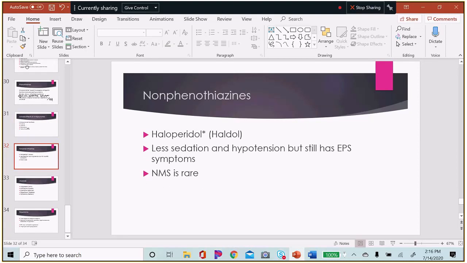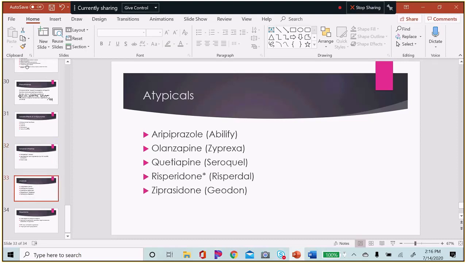Non-phenothiazines. So the idea was let's try to treat negative and positive symptoms of schizophrenia, and definitely treat psychotic symptoms without making them as sedated and less of those Parkinson's-like symptoms. So this medication, haloperidol, does that. There still is a risk of neuroleptic malignant syndrome, but it is not as common. It's more rare. But it's still present.